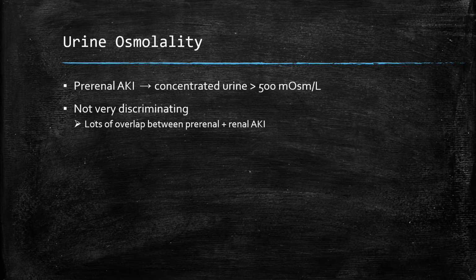If you're trying to sort out whether a patient is hypovolemic or not, then an elevated urine osmolality can provide additional evidence in that direction. However, this test is not very discriminating because many patients who have a direct renal injury will also have a very high urine osmolality.